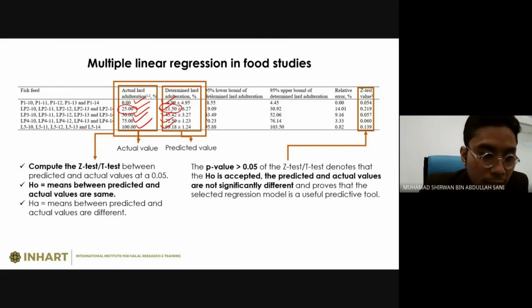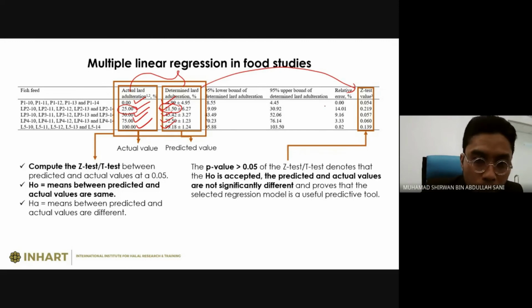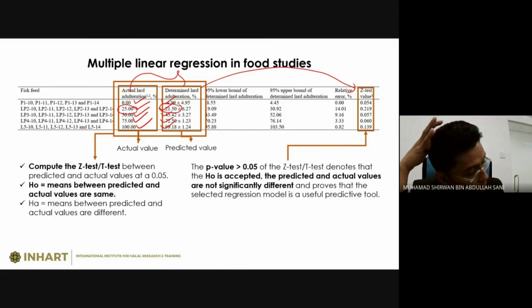So from here we can compare the actual LUT prepared and the predicted value using a Z-test. When we compare, you can use a Z-test or a T-test. Either is actually fine, but a T-test is used if you have more samples, which we assume as the T-test, what do we call that?